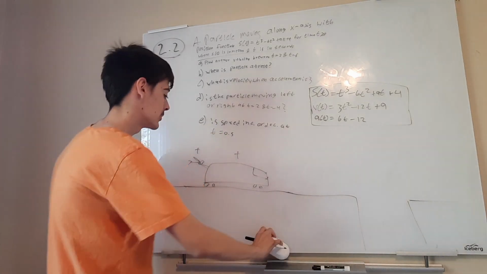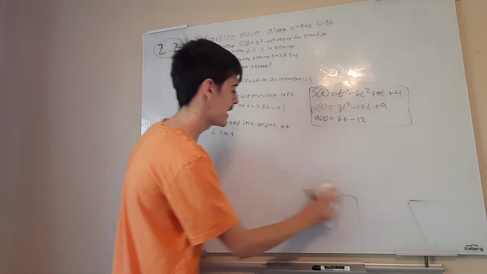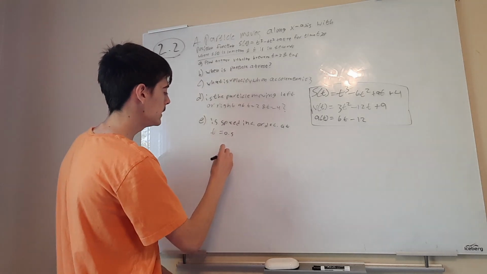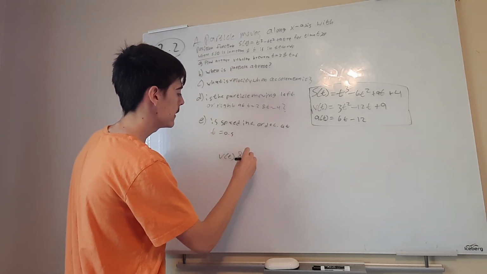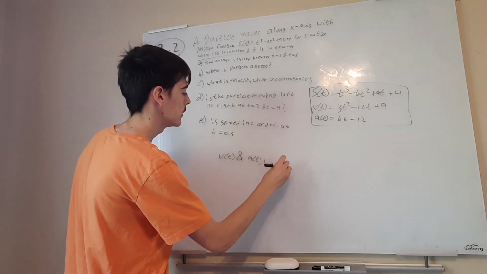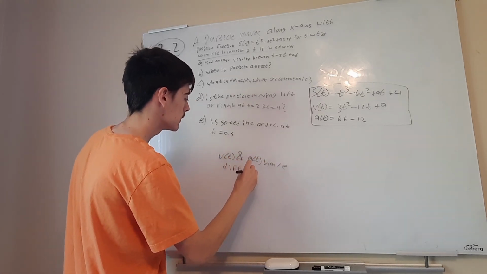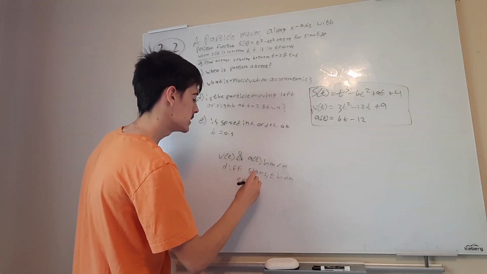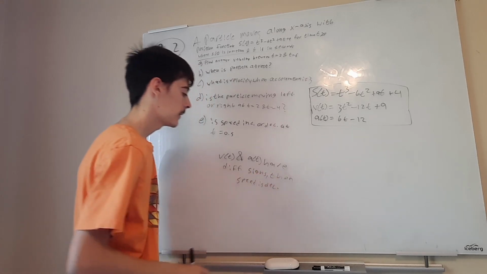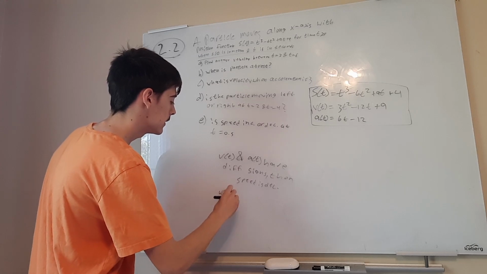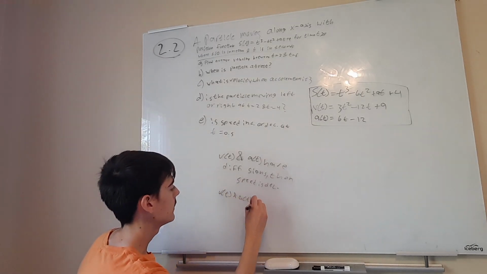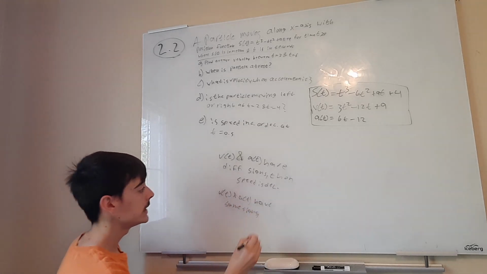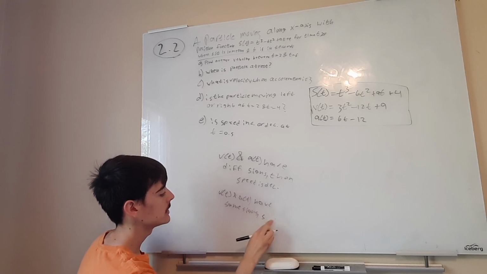So if we actually write this in a math sense rather than a silly story sense, if v of t and a of t have different signs, then that means that speed is decreasing. However, if v of t and a of t have the same signs, then that will mean that speed is actually increasing.